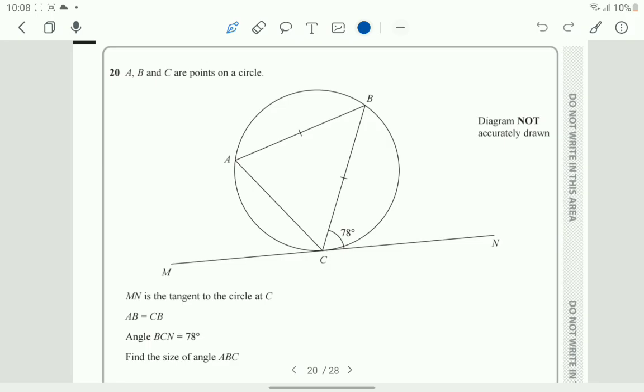A, B, C are points on a circle. MN is tangent to the circle at C. AB equals CB, which means this is an isosceles triangle. Find the size of the angle ABC.